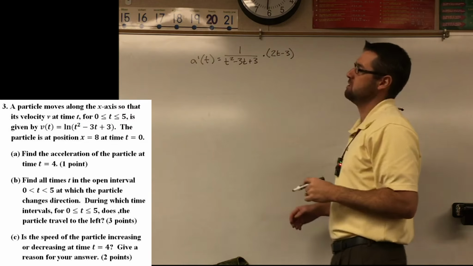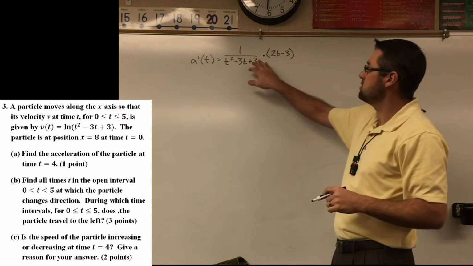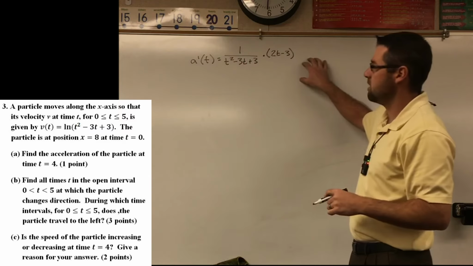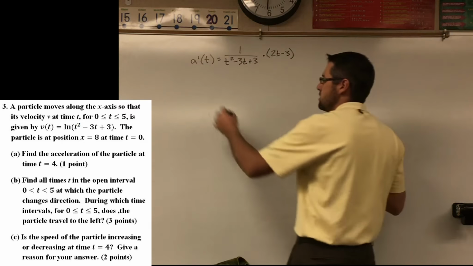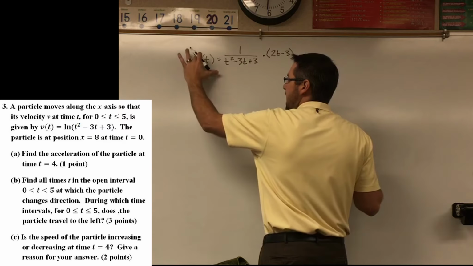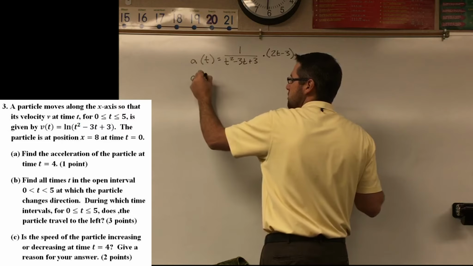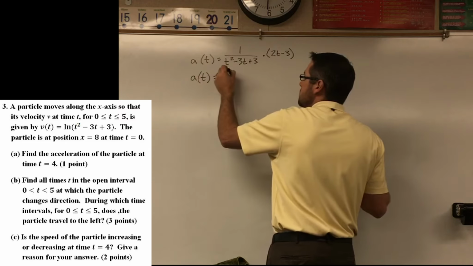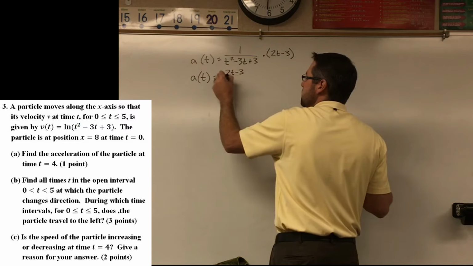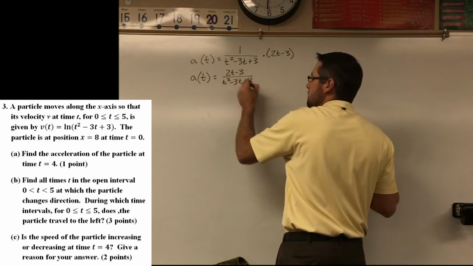If it's not in parentheses, you're going to have an issue because you're going to want to multiply the 2t on top here and then leave the minus 3 outside. You've got to have that in parentheses. So just to simplify that a little bit, a of t, not a prime of t, that would have been v prime of t, equals that. So a of t equals 2t minus 3 over t squared minus 3t plus 3.